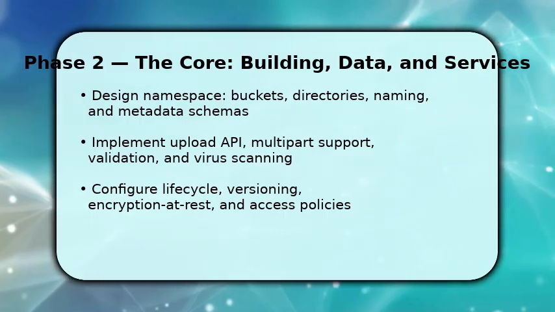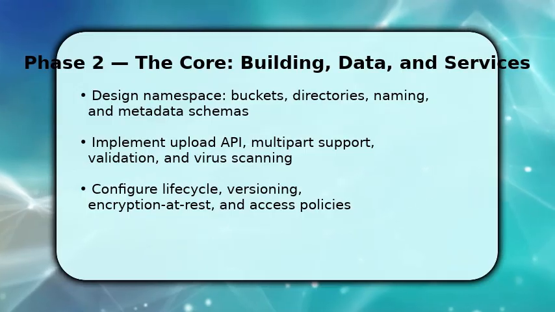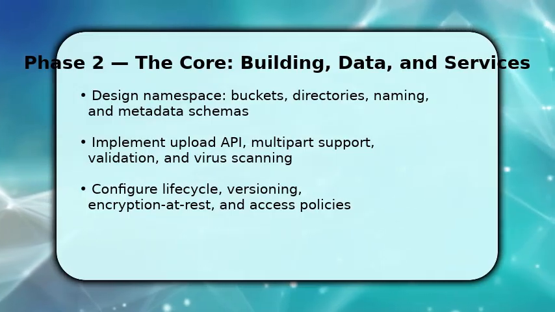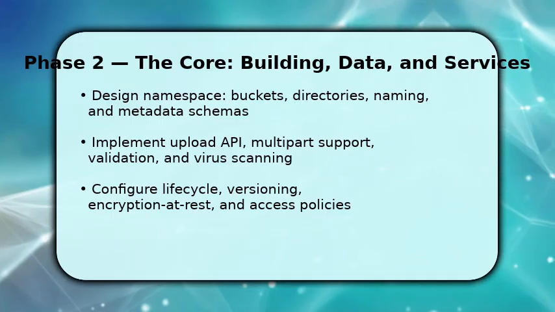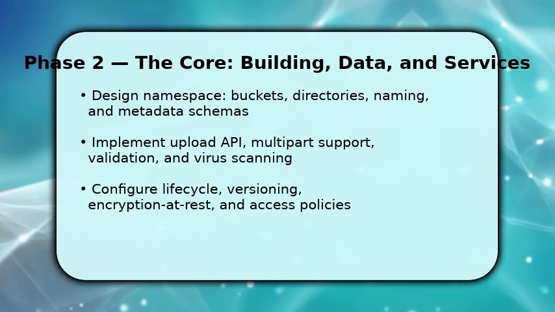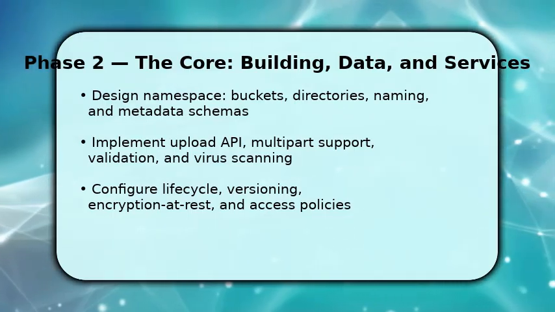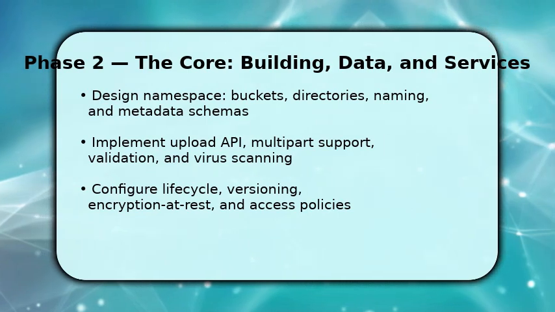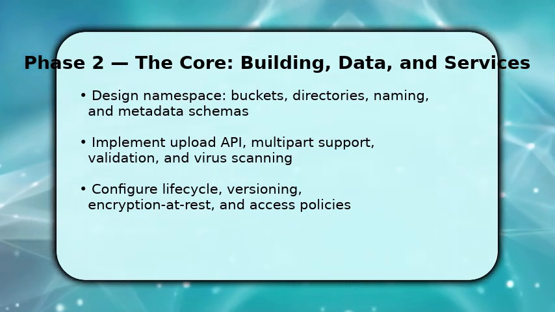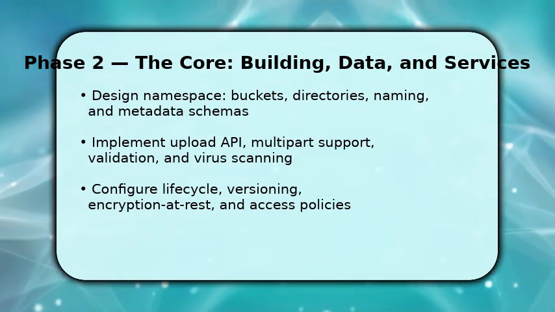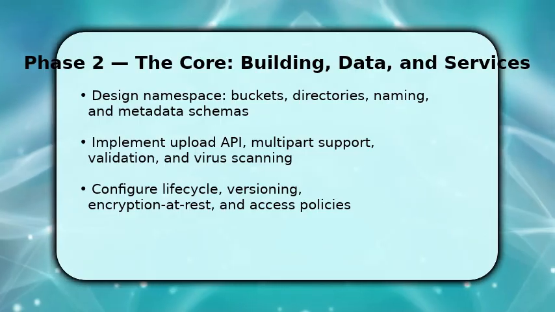Once the API is stable, enable versioning and lifecycle policies to manage costs. This moves old objects to colder tiers automatically. Make sure encryption at rest and encryption in transit are enforced, and bind access policies to roles so authorization is consistent and auditable.